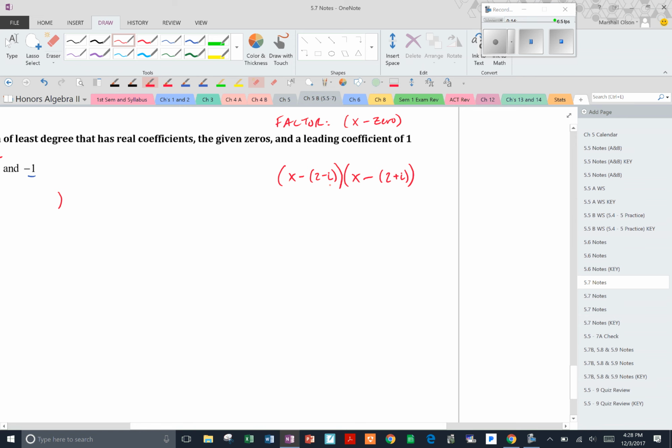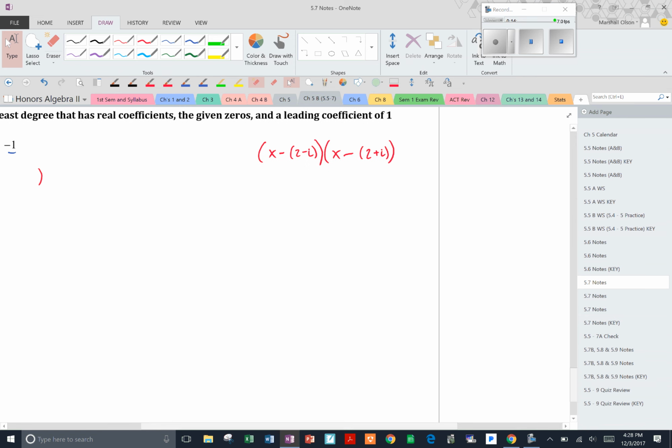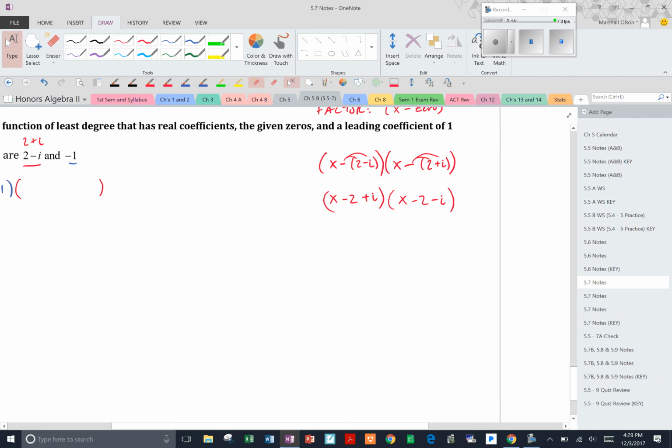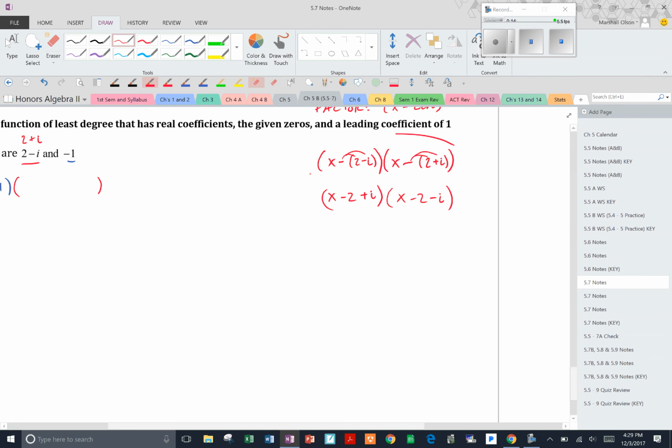And in this case, the zeros were 2 minus i and 2 plus i. All right, I'm going to show you a little trick here. What I'm going to do is distribute those negative signs into those binomials that we have on the inside. So we're going to have x minus 2 plus i in this one, x minus 2 minus i in the next one.